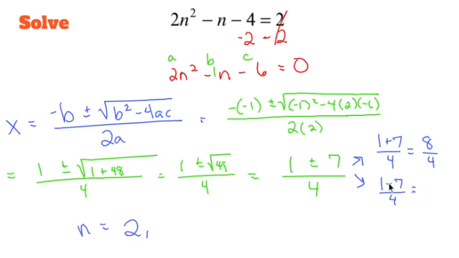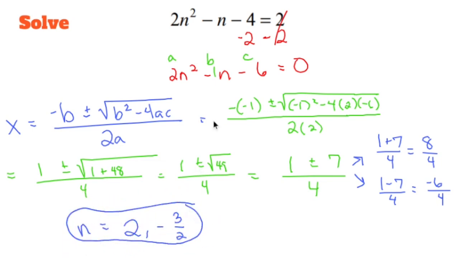And the other one is going to be 1 minus 7, which is negative 6 over 4, which simplifies to negative 3 over 2. So when I have somewhat friendly answers like this, yeah, the original problem was factorable, but you know, what fun is that when we could just use the quadratic formula and sing?